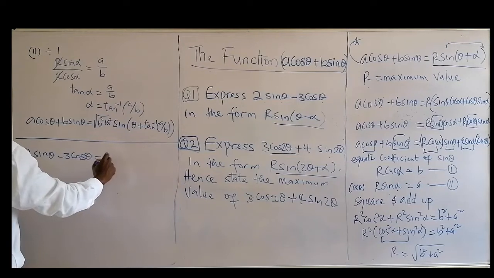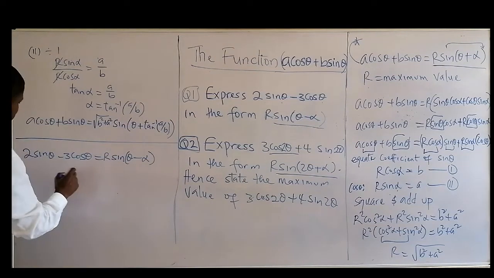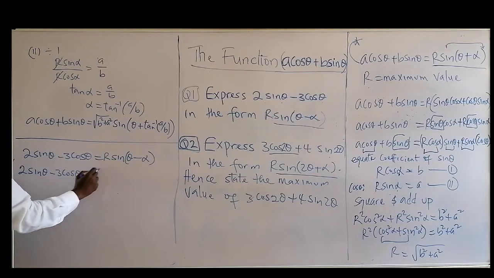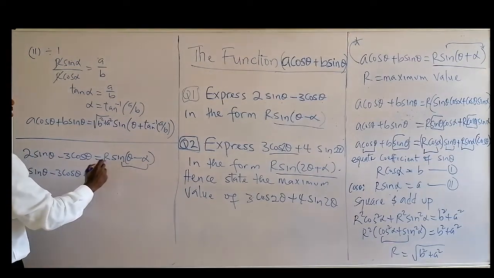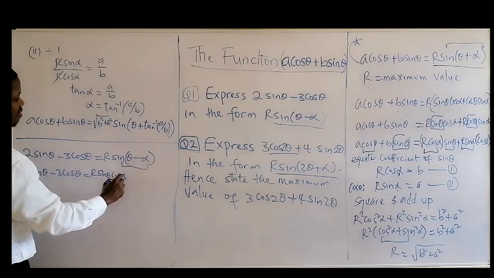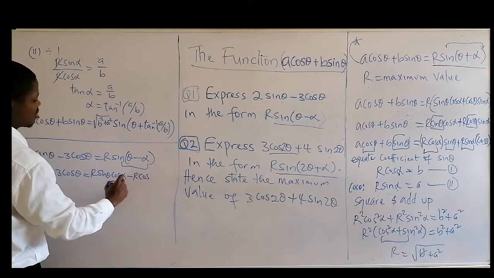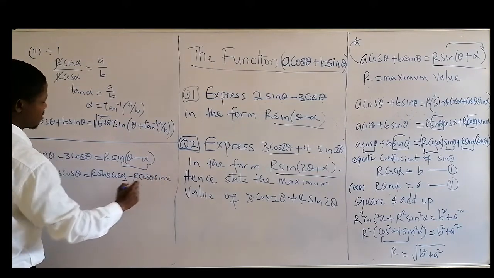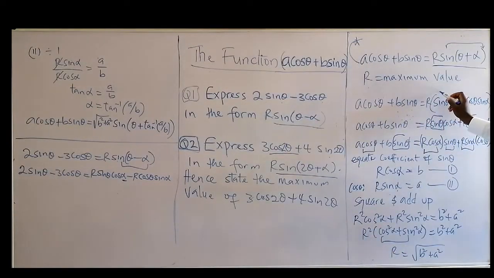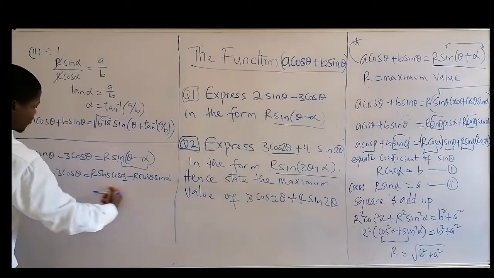This is equal to r sin(θ − α). If you do the expansion, 2 sin θ − 3 cos θ equals r sin θ cos α, then minus r cos θ sin α. I've already multiplied by the r. You can just follow what I said: first of all, do the addition formula, and after that I multiply by the maximum value, but here I'm doing it straight away.